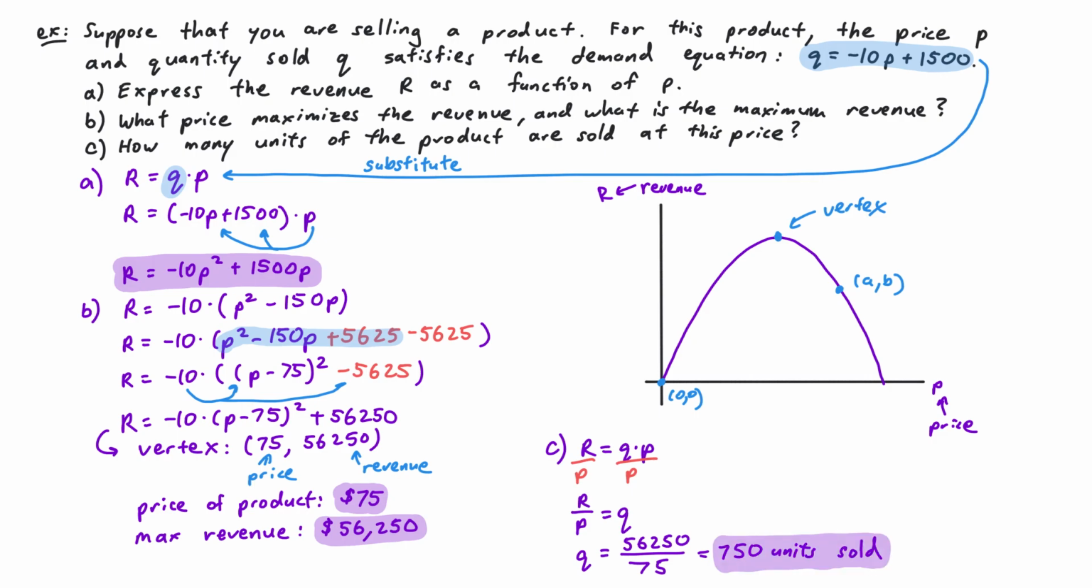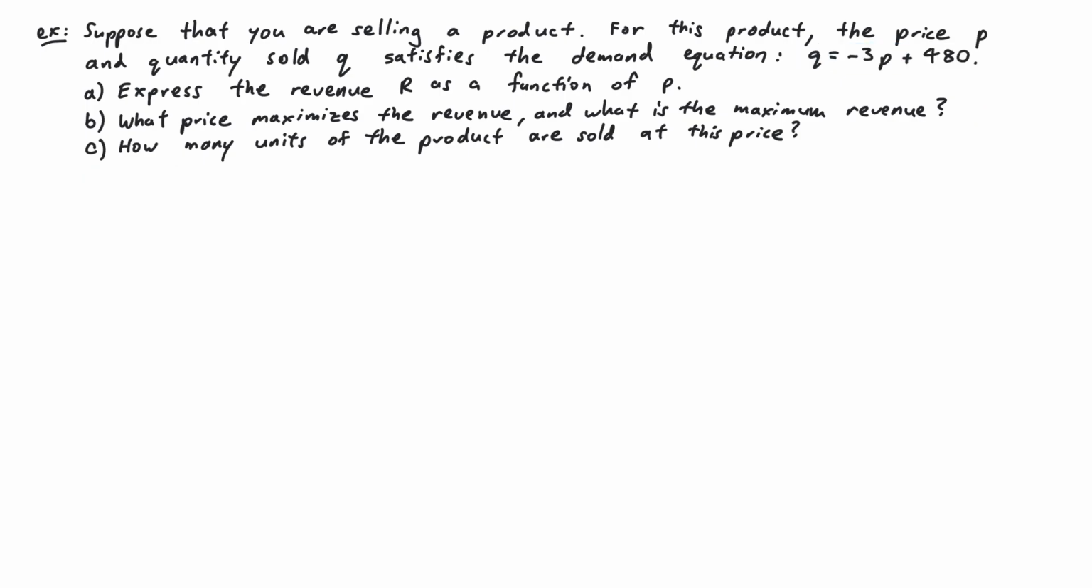The main takeaway here is that if we know the demand equation, we can turn our revenue equation into a quadratic function. And once we have a quadratic function, we can determine its vertex to figure out the maximum. Let's work through another example like this. In this problem, we're still selling a product. We have the variables P for the price of the product, Q for the quantity sold. This time, the demand equation is given by Q equals negative 3P plus 480. Again, in part A, we want to write the revenue as a function of the price.